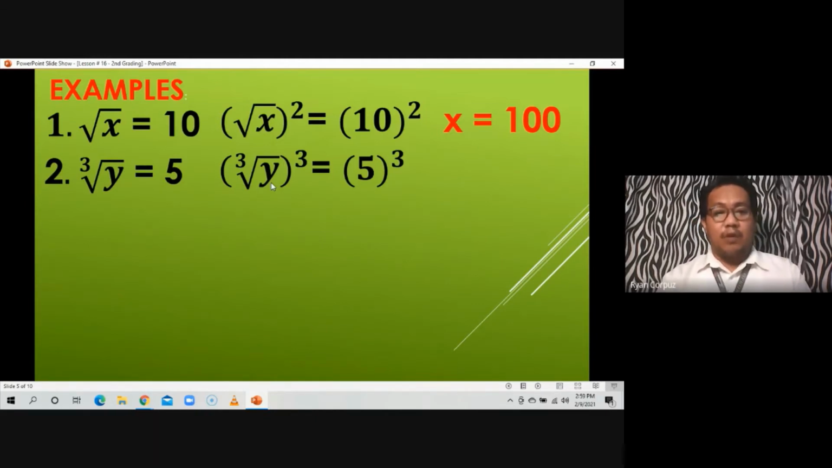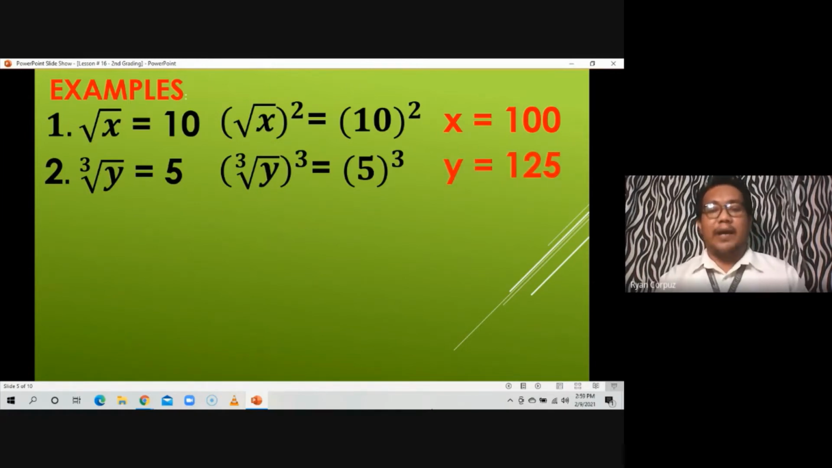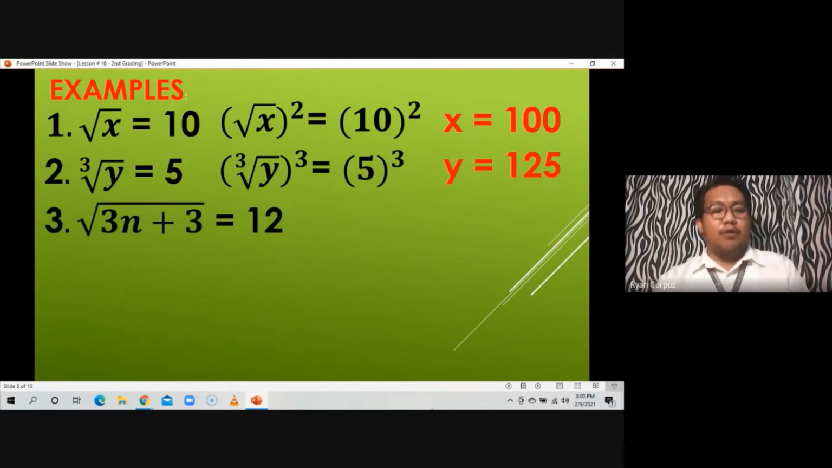If we are going to simplify it, y will be left on the left side with the application of the power law, while on the right side, that is 5 cubed. 5 cubed means 5 times 5 times 5. And what is 5 times 5 times 5? 5 times 5, we have 25. 25 times 5, we do have 125. So that's why for example number 2, the answer is y is equal to 125. Any question?